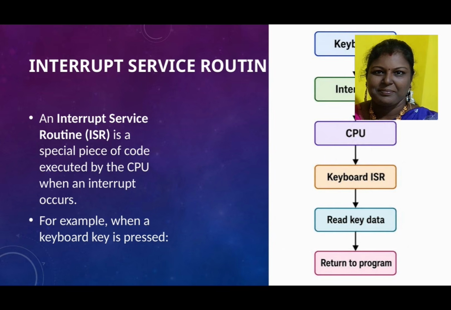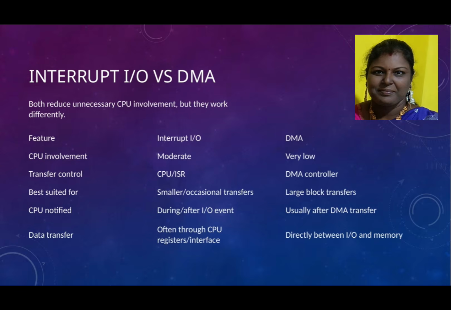Both interrupt-driven I/O and DMA help cut down on unnecessary CPU work, but they do it in different ways. Interrupt I/O involves the CPU more. It handles transfers through its registers and gets notified during or right after each I/O event. DMA, on the other hand, takes control away from the CPU almost entirely, moving large blocks of data directly between memory and the device, and only alerts the CPU once the transfer is done. Each method suits different needs, depending on transfer size and timing.